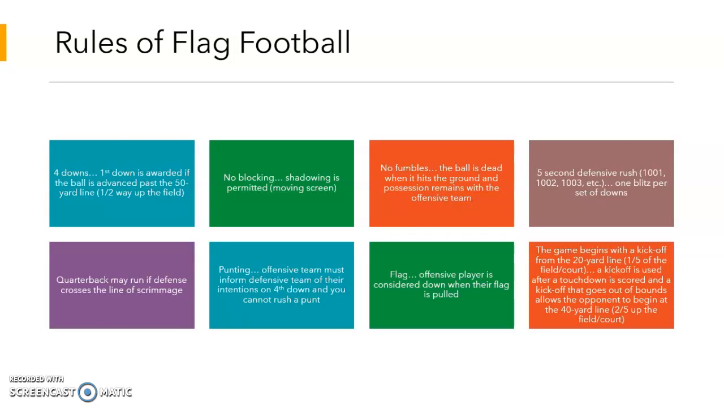The game begins with a kickoff from the 20-yard line, or a fifth of the way up the court if we're playing inside. It's used after a touchdown is scored. If the kickoff goes out of bounds, the opponent is allowed to begin at the 40-yard line, or 2/5 of the way up the court if we're playing inside. So those are the rules of flag football.